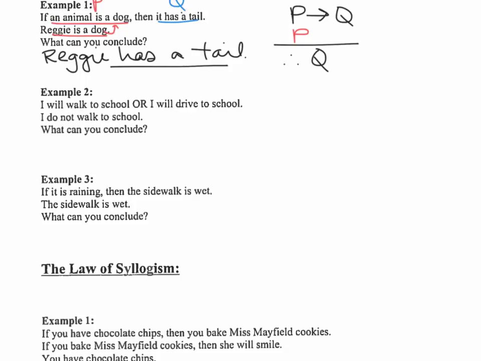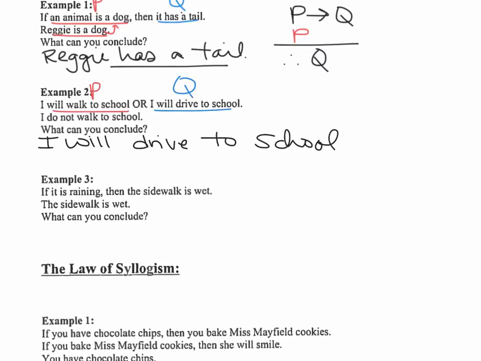I will walk to school or I will drive to school. I do not walk to school. So, what can I conclude? Since I'm not walking to school, that must mean I am driving to school. So, I will drive to school. If we turn this into symbols, I will walk to school, which is P. I will drive to school, which is Q. So, P arrow Q. I did not walk to school. Since I walked to school is P, I did not walk to school must be squiggle P.